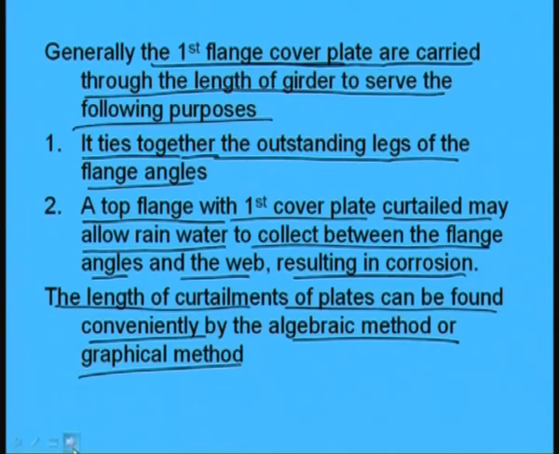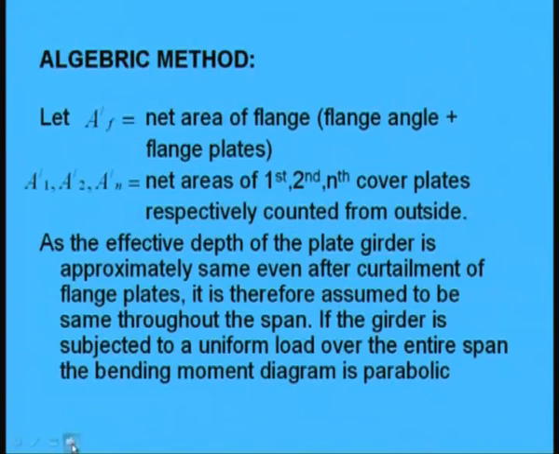Now, let us first discuss the algebraic method. In the case of the algebraic method, let us consider A dash F as the net area of the flange. That means the net area of the flange means flange angle plus flange plates. Net area means the area minus the rivet holes, right.